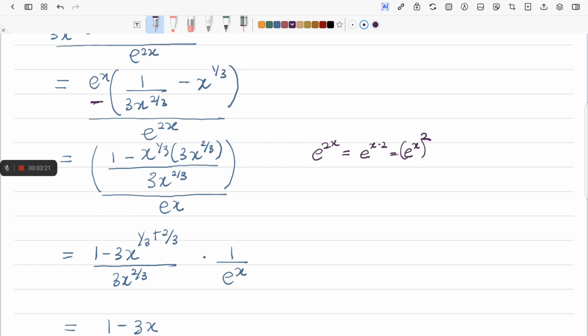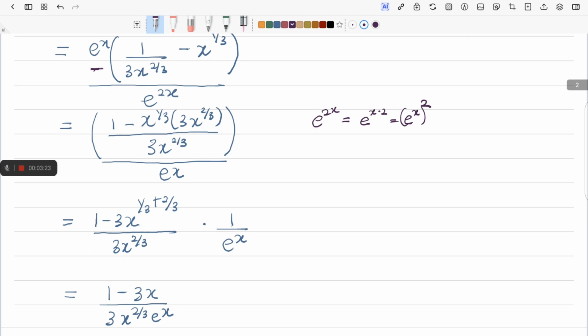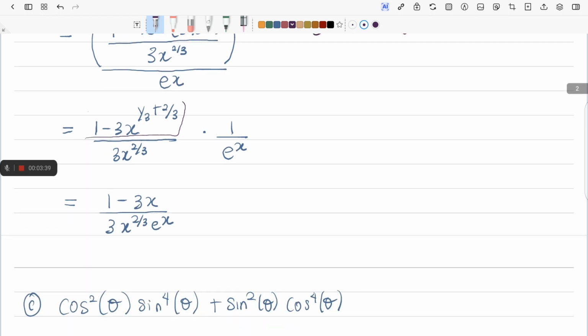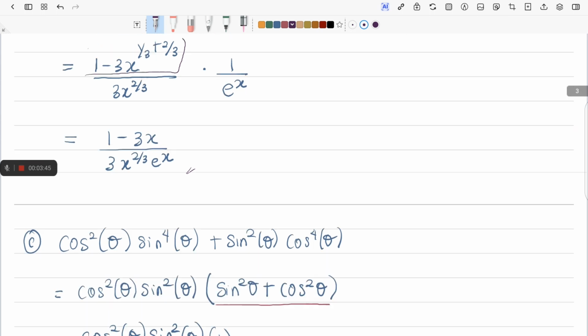And we subtract these two terms and we get this here: (1 - 3x^(1/3 + 2/3)) divided by 3x^(2/3). And then we still have our denominator, which is e^x. So we have this now as our final expression. It doesn't get any simpler than this.